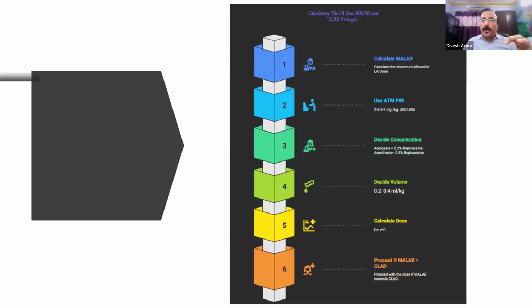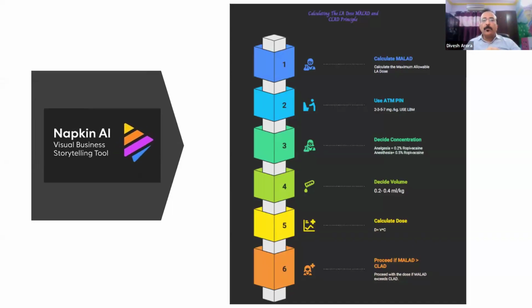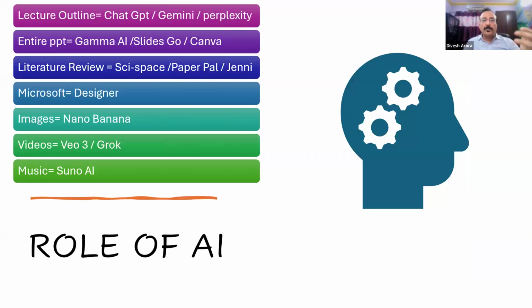So if you are not that comfortable using SmartArt, what you can do is write in bullet points in an AI tool known as Napkin. Napkin will itself generate the entire flowchart or SmartArt for you. This is what I did for calculating the local anesthetic dose in pediatric patients, which I call the MALAD principle, that is the maximum allowable local anesthetic dose, and the CLAD, that is the calculated dose of anesthetic. So this way you can depict it and people can take photographs for their remembrance also.